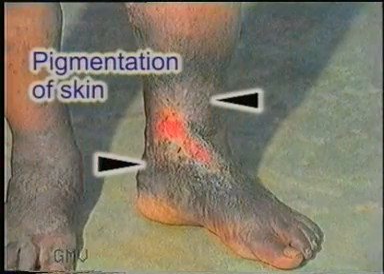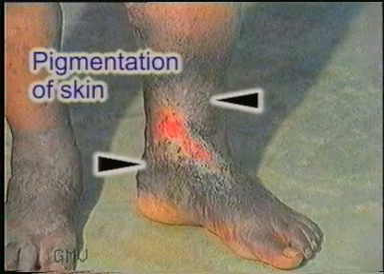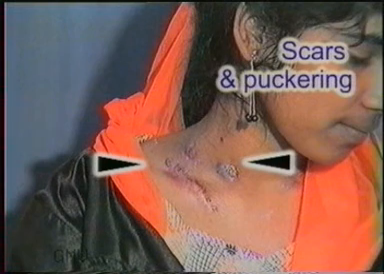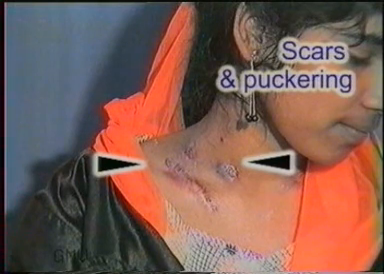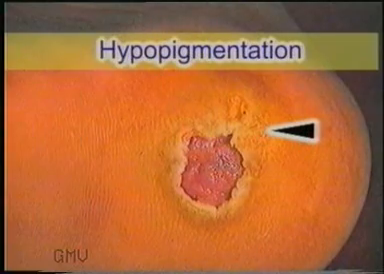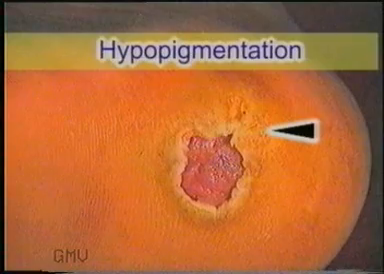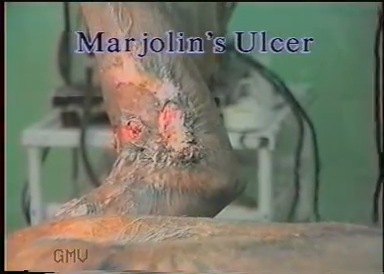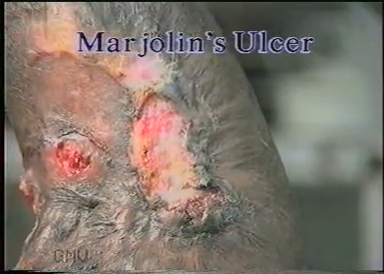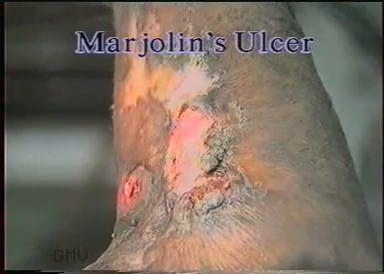Dark pigmentation and eczema surrounding the ulcer is typical of varicose ulcers, that is, ulcers associated with varicose veins. Multiple scars and puckering of the skin surrounding an ulcer in the neck are suggestive of tuberculous ulcers. Hypopigmentation of surrounding skin is common in non-healing ulcers. An ulcer within a large scar suggests the possibility of a Marjolin's ulcer. Note the extensive scars of burns which the patient had suffered from in childhood 30 years back.